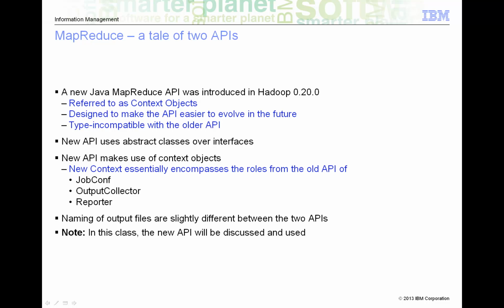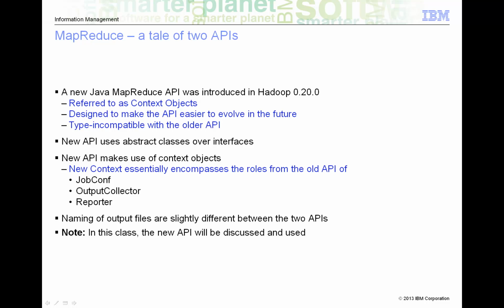The new API uses context objects to allow the user to communicate with the MapReduce system. The new context takes on the role of the job conf, output collector, and reporter found in the old API. The new API allows both mappers and reducers to override the run method in order to process records in batches, or to terminate execution before all records have been processed. With the old API, this could only be accomplished by mappers.